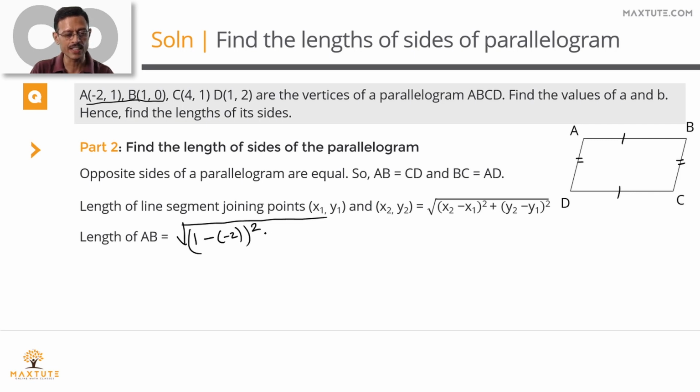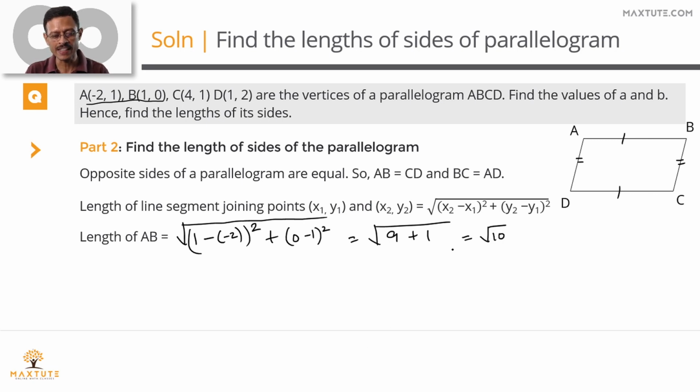Plus (y2 minus y1) the whole square, which is (0 minus 1) the whole square. This works out to 1 minus of minus 2 is 3, so 3 square equals 9, plus minus 1 square is 1. So the length of line segment AB or side AB of this parallelogram is equal to under root 10.